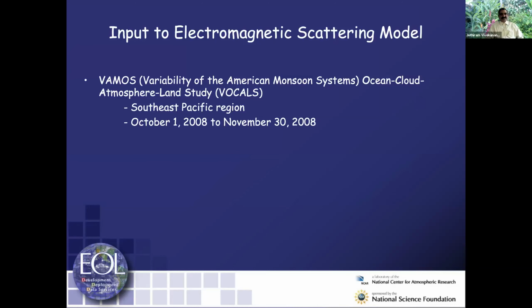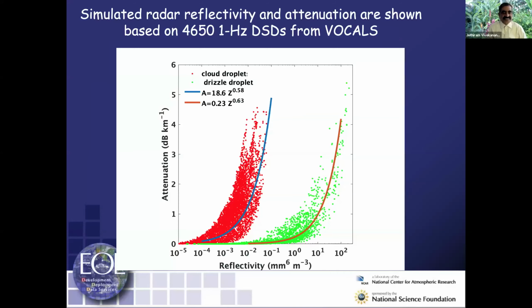This is collected by Jon Jensen, who gave the introduction to this talk. In 2008, workers in the Southeastern Pacific collected lots of DST measurements using a cloud liquid probe. This is a simulation here. For a radar, the y-axis shows attenuation in dB per kilometer.